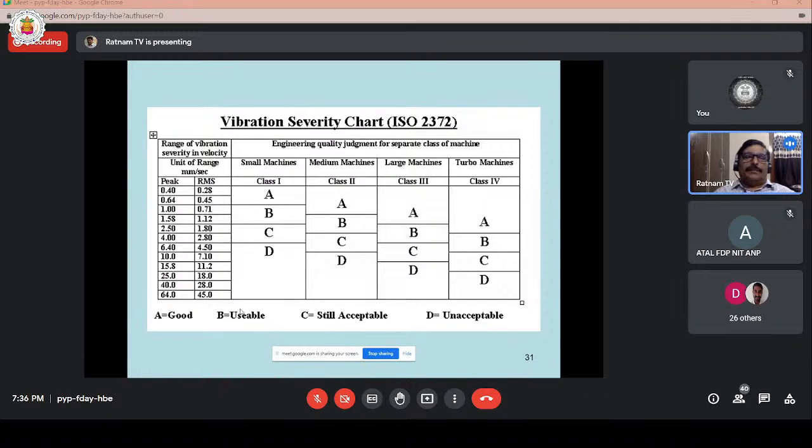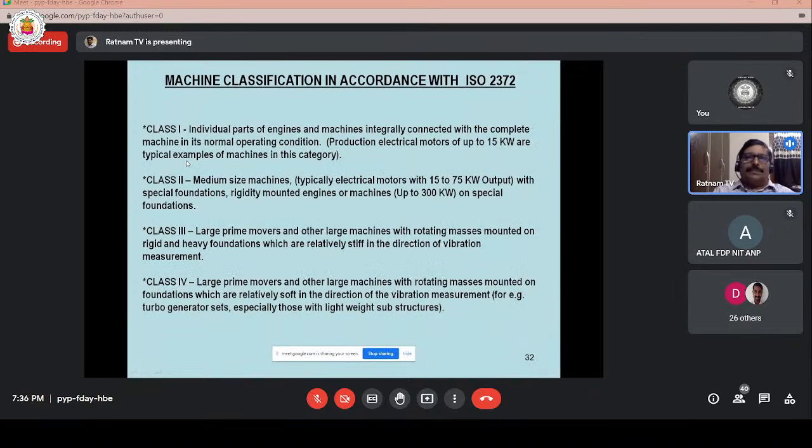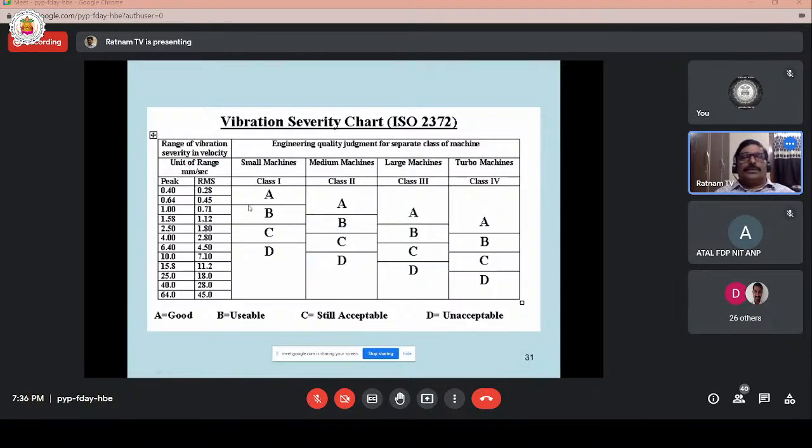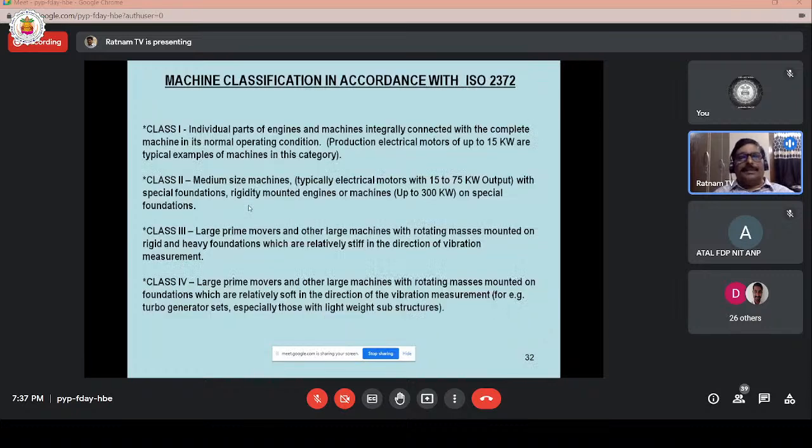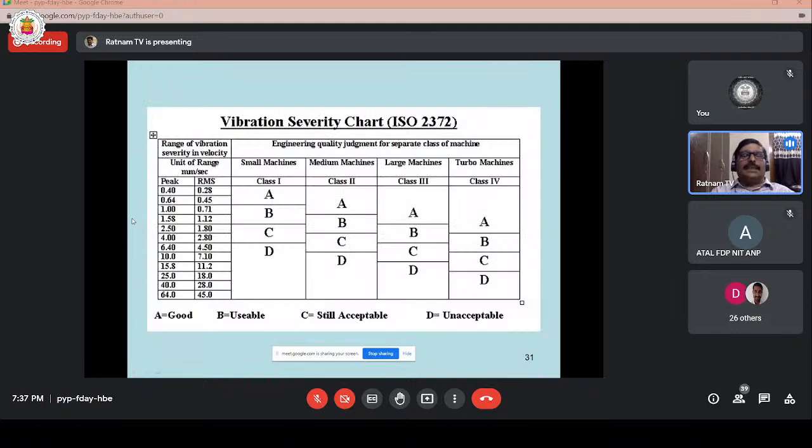So this A belongs to up to 0.45, 0.64 RMS value. This is the peak value. Velocity is measured in RMS and peak values. These are the vibration limits for different classes of machinery: small machinery, medium machinery, large machinery, turbo machinery. Depending upon the power rating, the machinery is classified, and the amplitude and velocity range levels also change.